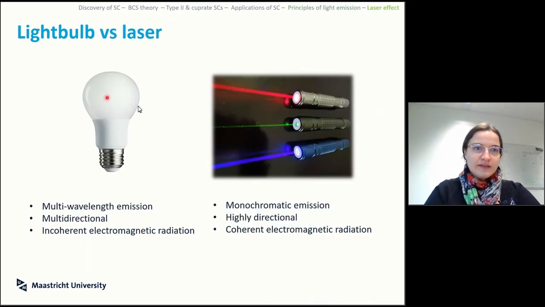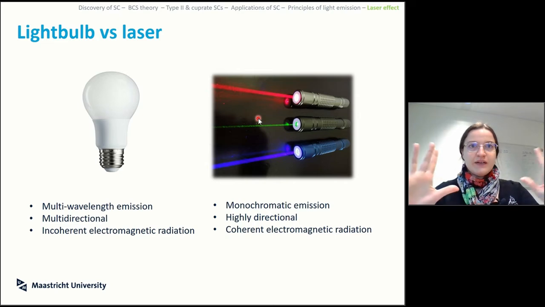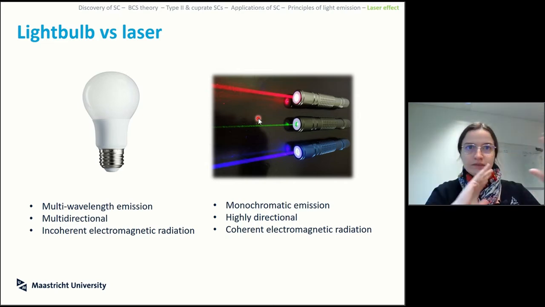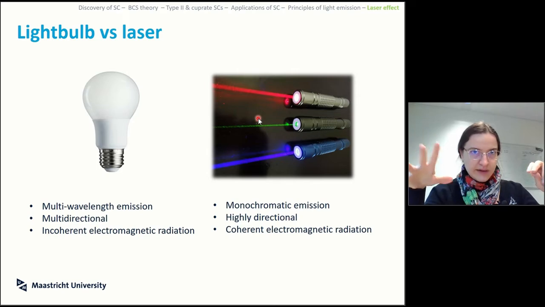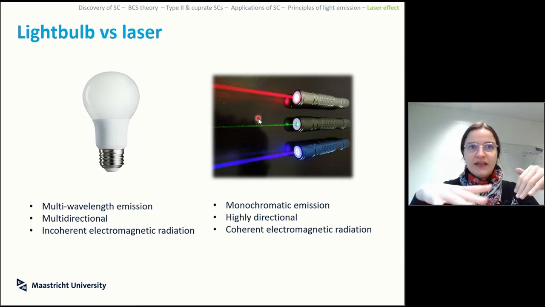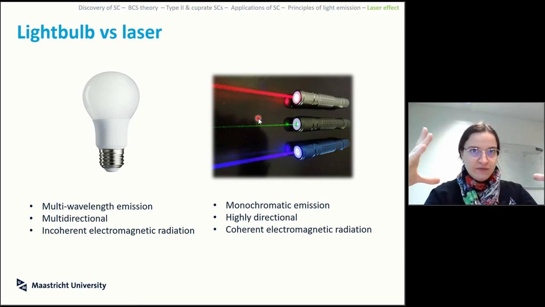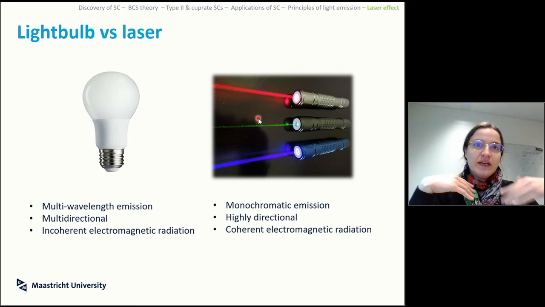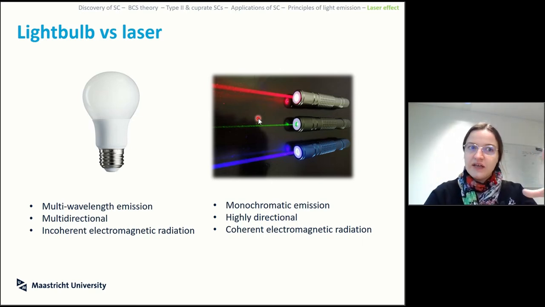Now that we are discussing this whole business, we find ourselves with two different types of emission. The diodes, especially if you focus them, could act a bit more like a laser. But instead, the one that you generally have, especially incandescent light bulbs or any other type of emission that is uncontrolled, is usually multi-wavelength, multi-directional, and inherently incoherent.